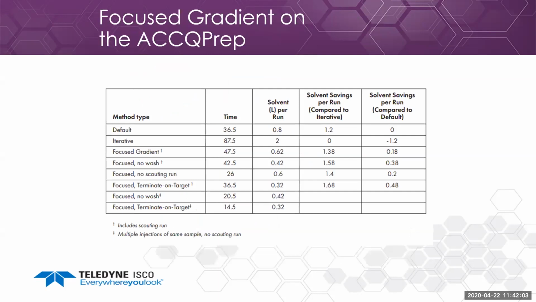To quantify some of the savings that you'd see, if you were to run a default method at this scale, you'd be running at about 0.8 liters per run. So it's on a 20 millimeter column. If you were to do successive purifications of that, if you factor in your equilibration and everything and washings, you'd be about 2 liters per run.